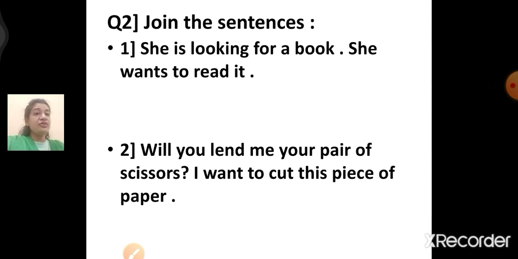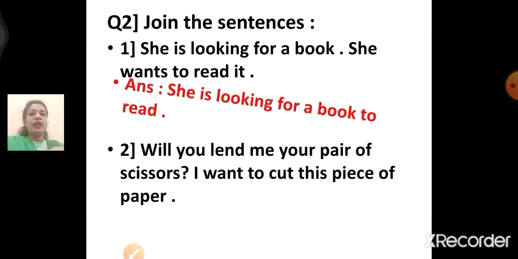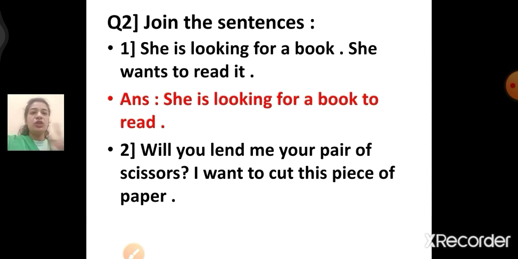Now here we are going to start with she is looking for a book. Now we are not going to use the pronoun again, so we are not going to use she wants to. Okay. So she is looking for a book to read. Now we are not going to write it also, because we have already written a book. We have already said in the sentence that we are talking about a book. So, she is looking for a book to read.